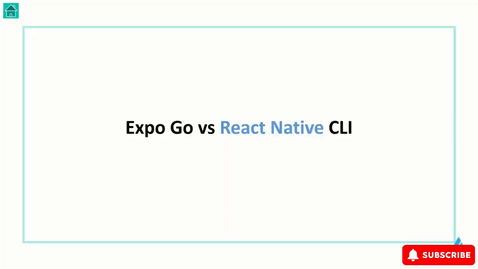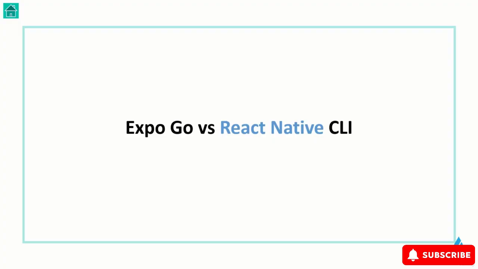Hello and welcome to this new lecture on Expo CLI and React Native CLI. Expo CLI and React Native CLI are both command line interfaces that are used to develop React Native applications. However, there are some key differences between the two. Expo CLI is a tool chain built around React Native that provides a simplified and streamlined workflow to develop React Native applications. It includes a set of pre-built components and APIs that you can use to build your application without having to write any native code.